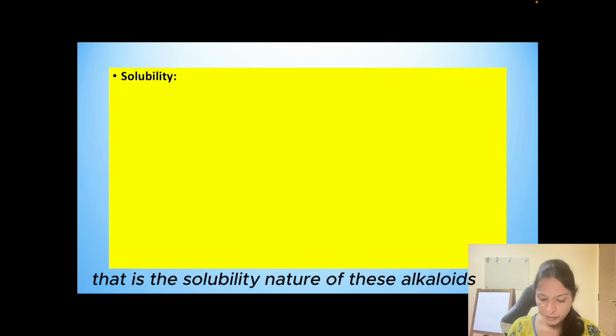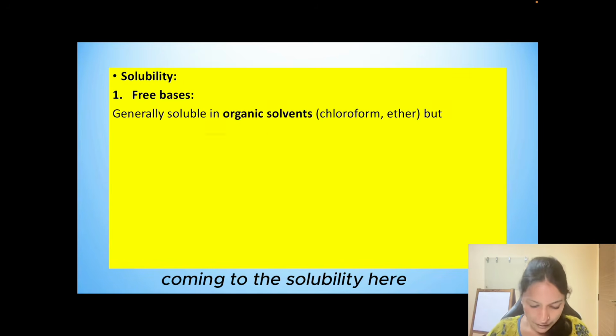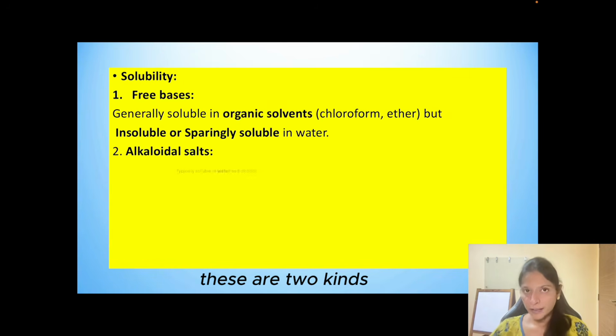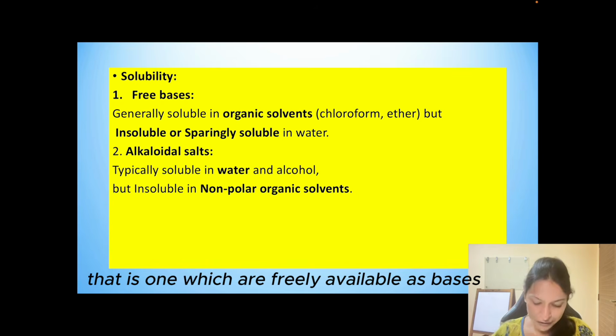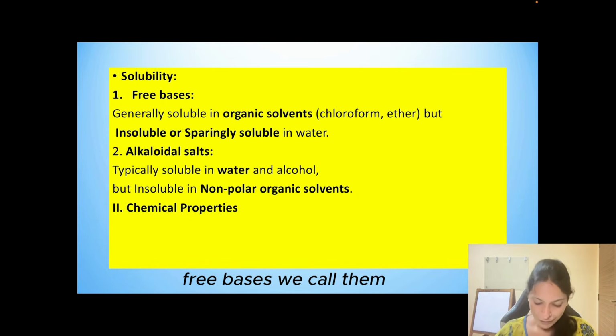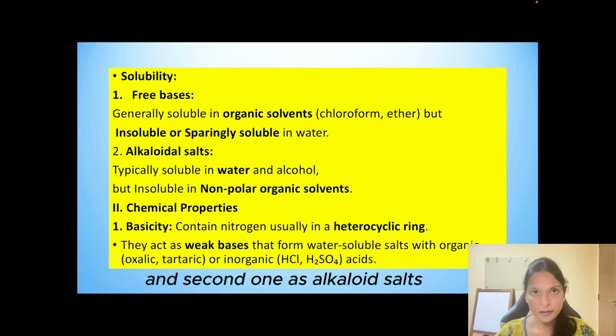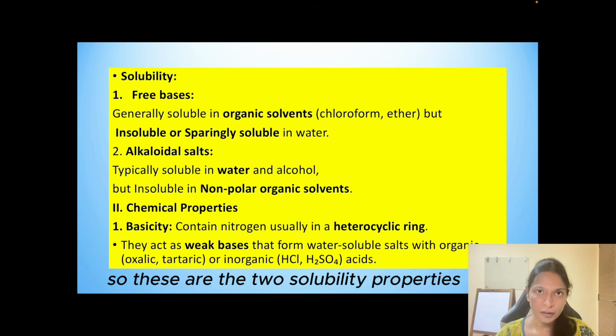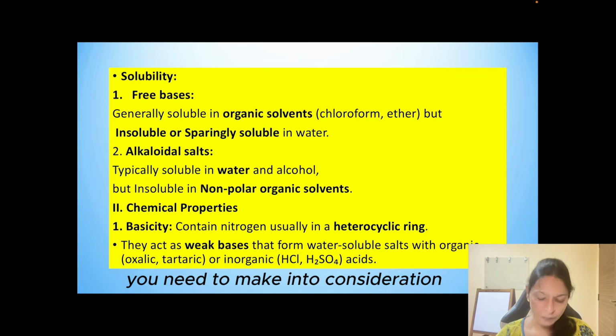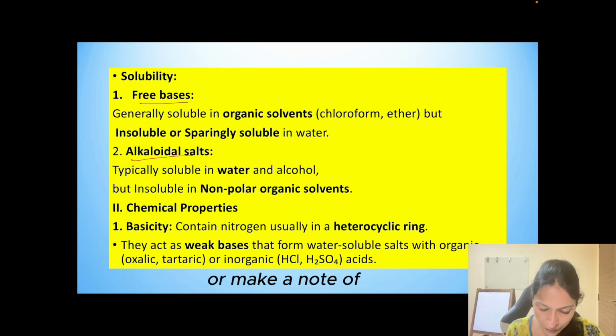And coming to solubility, another physical property you need to make a note of, that is the solubility nature of these alkaloids. Here, there are two kinds: one which are freely available as bases, free bases we call them, and the second as alkaloid salts. So these are the two solubility properties you need to take into consideration.